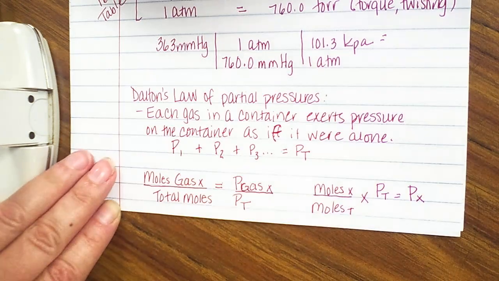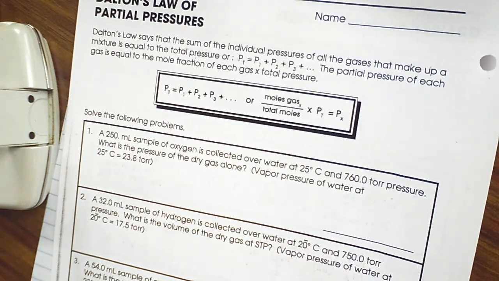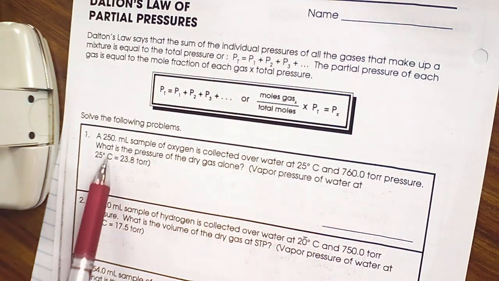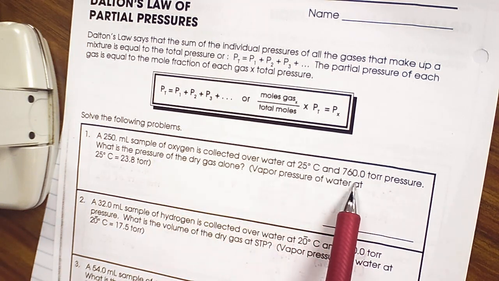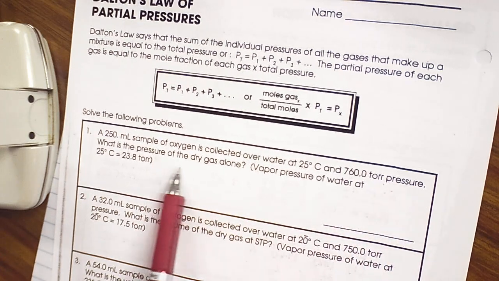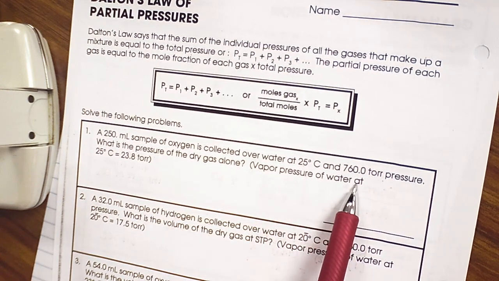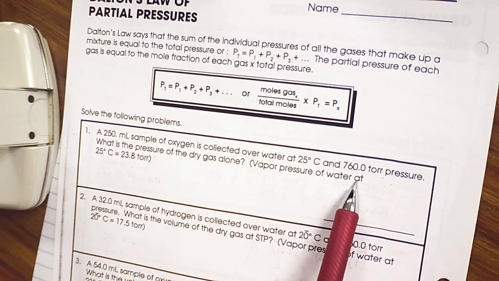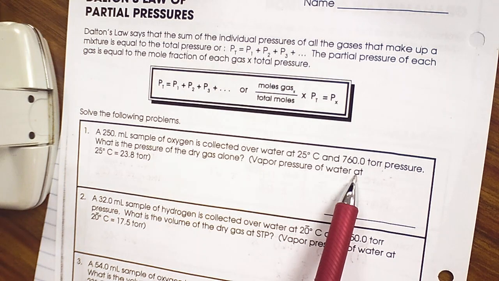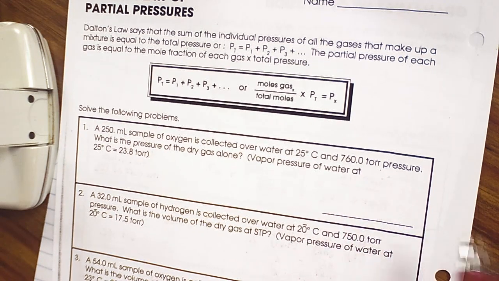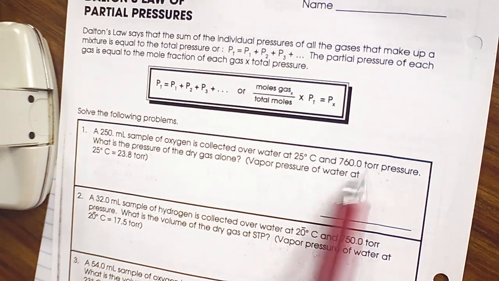So let's look at a couple of your homework problems. A 250 milliliter sample of oxygen is collected over water at 760 torr pressure. What is the pressure of the dry gas alone? Here's the pressure of the water. So what are you going to do if you're going to try and make the gas dry? Subtract the water, right? It makes sense. It's collected over water, and it's 760 torr.